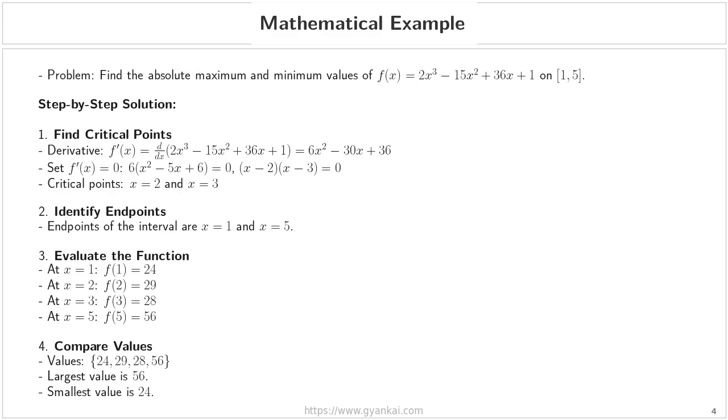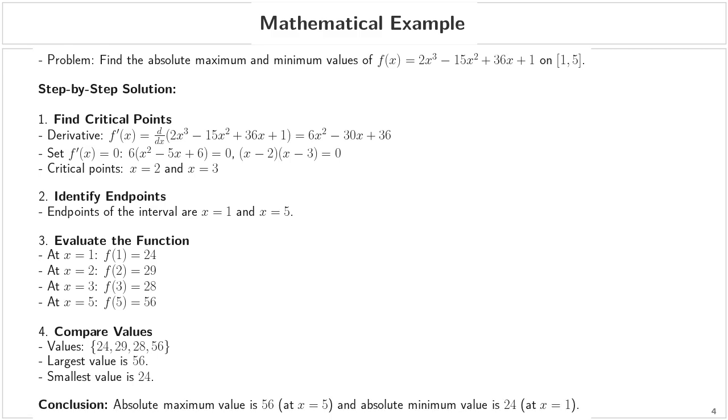Finally, step 4, comparing the values. We now have a set of 4 candidate values: 24, 29, 28, and 56. By simple comparison, we can see that the largest value is 56 and the smallest value is 24.